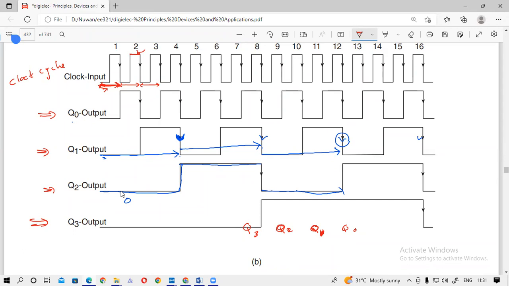Is that clear for you? If any student couldn't understand, please let me know, then I can explain it again.